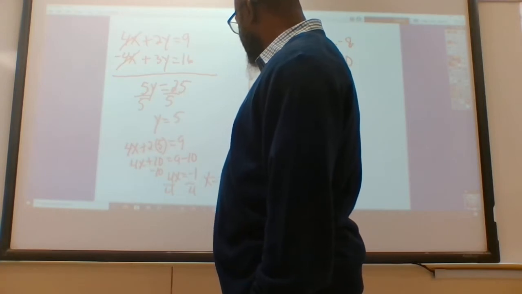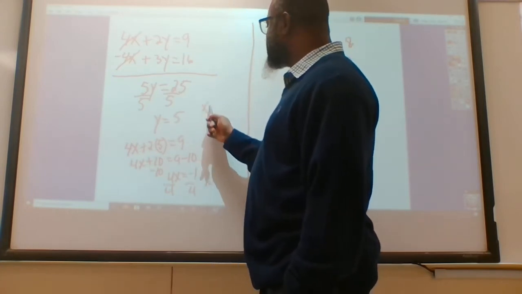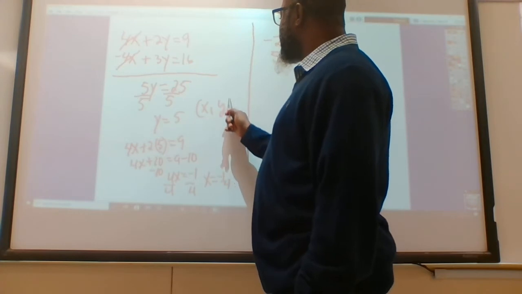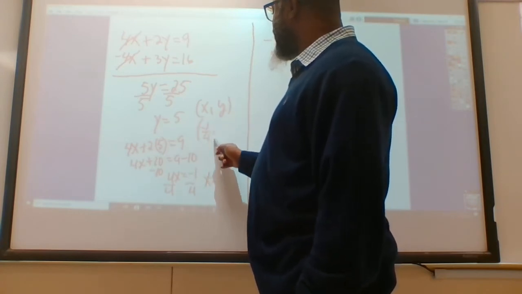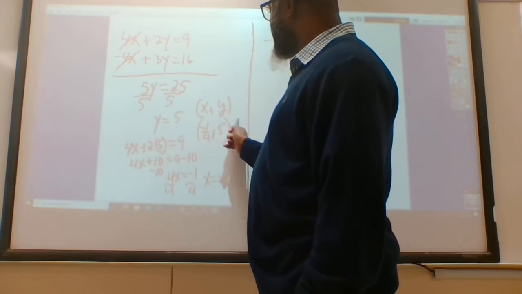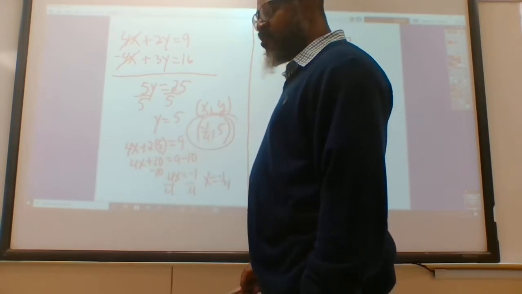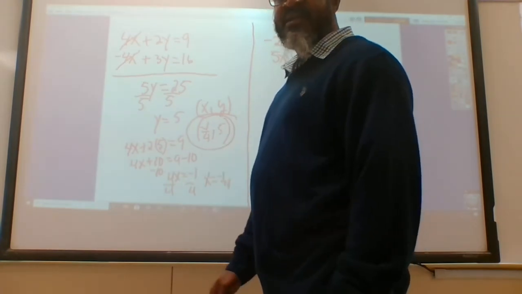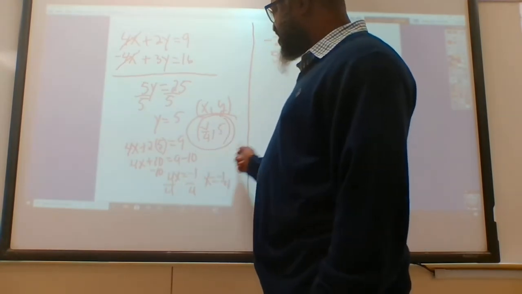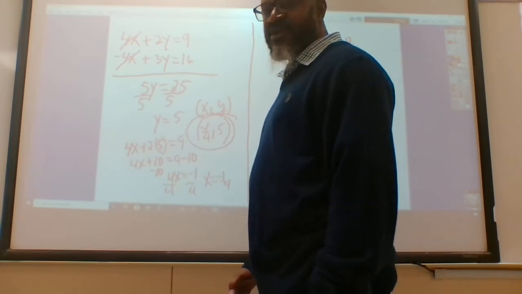So my solution, since x is the first in the ordered pair and x has to go first, is negative 1/4, comma 5. If you were to graph it, those two lines will intersect. This is the solution of the system that will satisfy both equations.